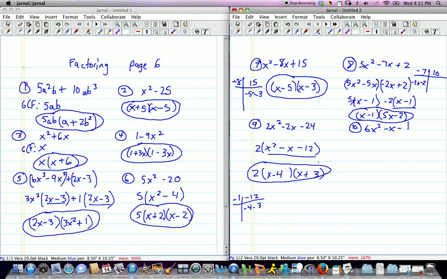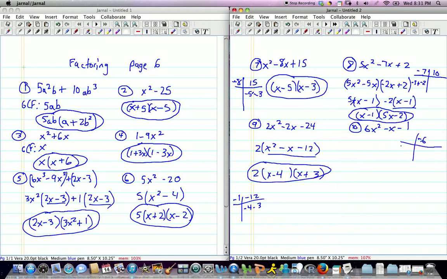Now, if we look at number 10 here, number 10 is similar to number 8, but I'm going to do it in the box method way. The first number is not a 1, it's a 6. So I know that I'm going to have to do some sort of weird thing here where I multiply the first number times the last number. So I'm going to do the same thing here. I take 6 times negative 1 and get negative 6. So I put that in my chart.